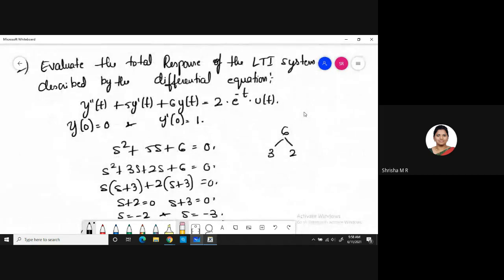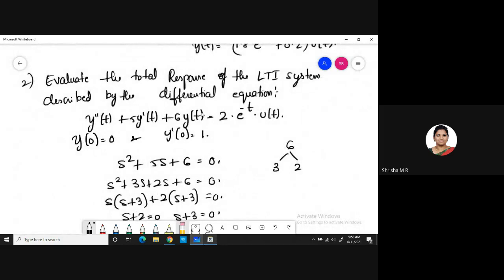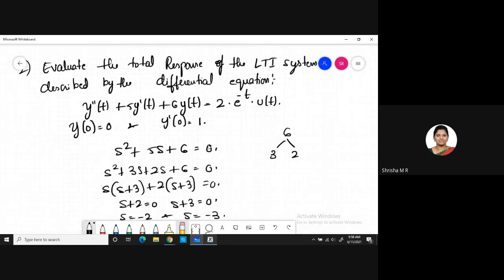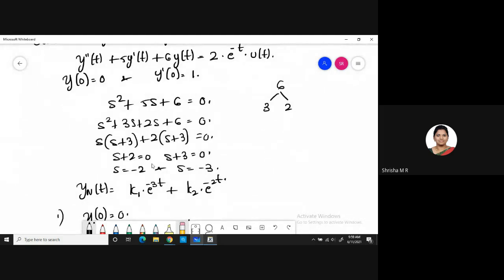I was discussing this problem in the last class. So you have been given a differential equation. Try to get the characteristic equation and find the roots of the characteristic equation. So the roots are real and distinct, so it will be of the form k1 into e power minus at plus k2 into e power minus bt. The roots you have to substitute here.